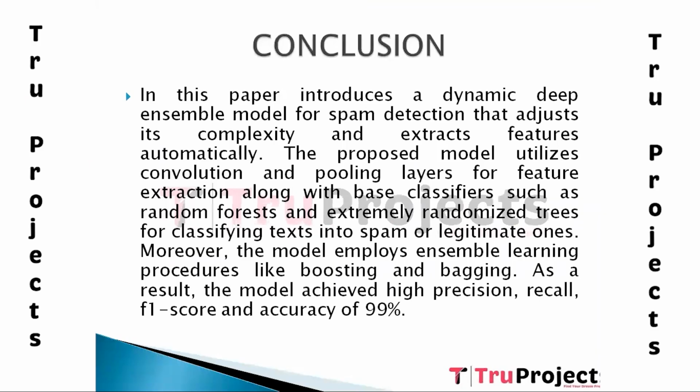So based upon the proposed project, the model utilizes convolution and pooling layers for feature extraction, along with base classifiers such as random forest and extremely randomized trees for classifying text into spam or legitimate ones. Moreover, the model employs ensemble learning procedures like boosting and bagging. As a result, the model with high precision, recall, F1 score and accuracy is the DCF algorithm, that is, the deep convolution forest algorithm, that is, a deep ensemble convolution learning algorithm.